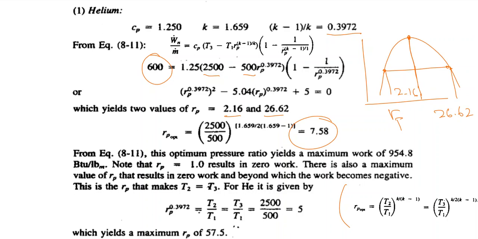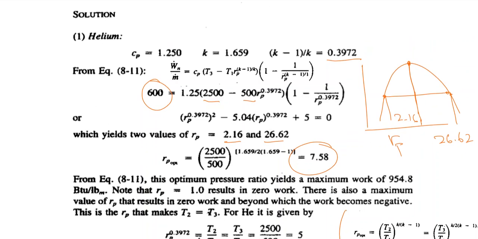Now putting the RP back into this equation, you can find the value of the work done, which would be the maximum work done value, and that is actually 954.8 BTU per pound mass.